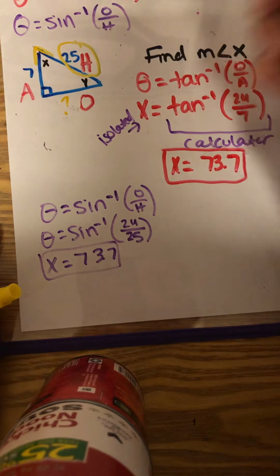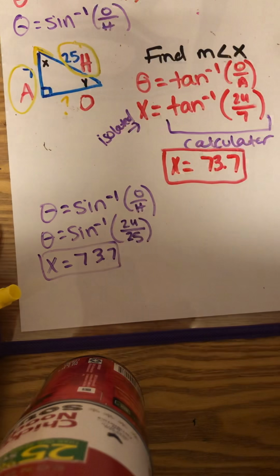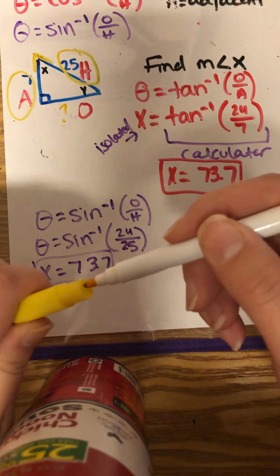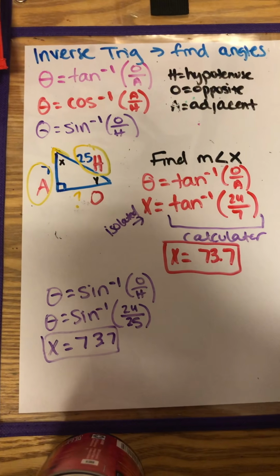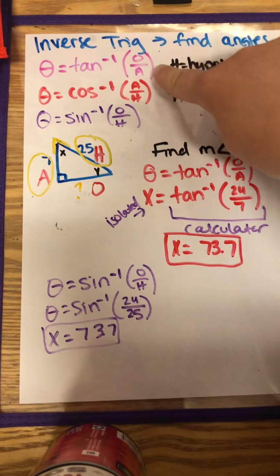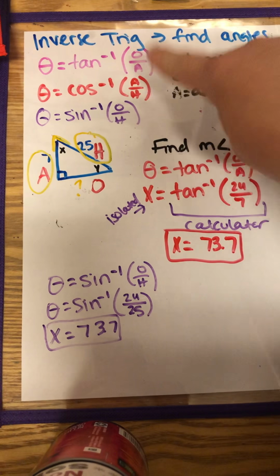You know your hypotenuse, you know your adjacent, so then you can come up to your chart and say, okay, which one of these do I have an A and an H for? I don't here, yes, no. So I know I have to use cosine.